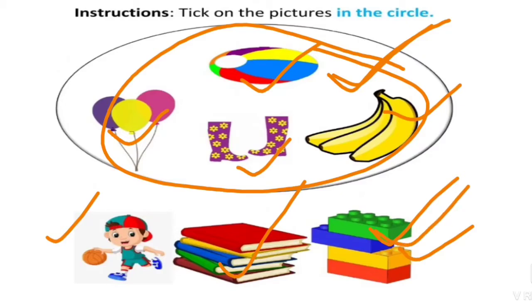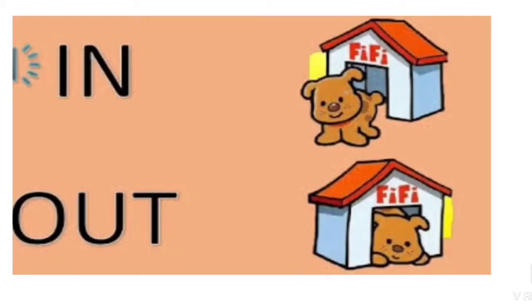Understood? Very good. So dear students, in means andar, out means bahar. Remember this? In means andar, out means bahar. Isn't it? Very good. Look at this picture.